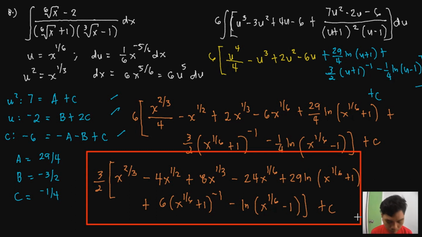29 ln of 6 root of x plus 1. Okay, and then saan pa ba tayo? Plus c. Okay, so anything is correct naman, except siguro dun sa 1 minus 6 root of x. Ang atin is x raised to 1 over 6 minus 1. So, let me check that part muna. Yung minus. So, tama naman na yung minus 1 siya, no? So, I think nasulat ko lang siguro yung 1 nung una.